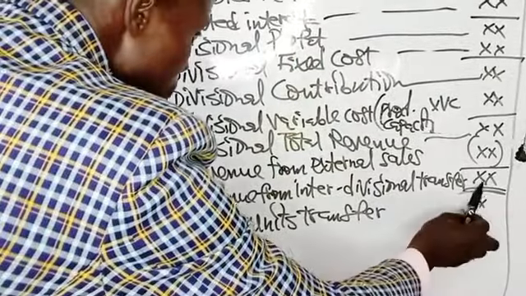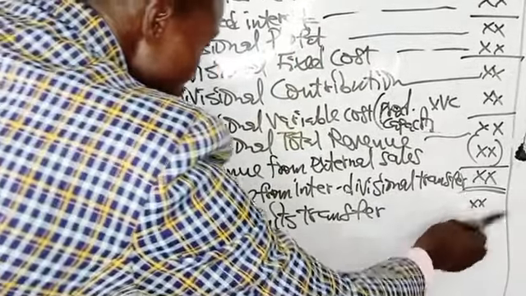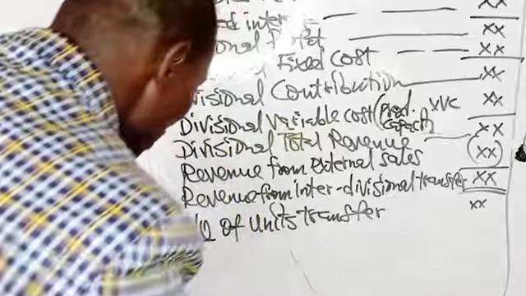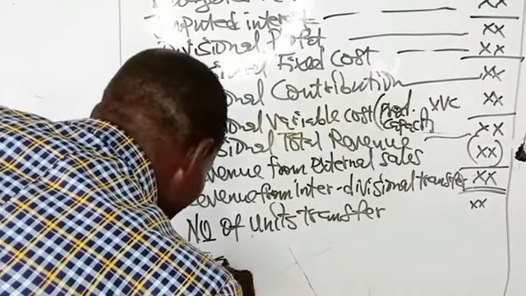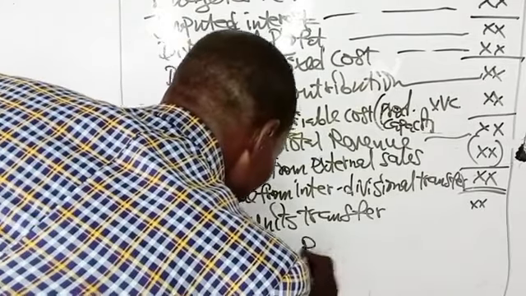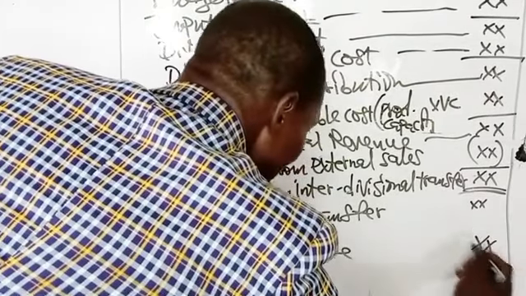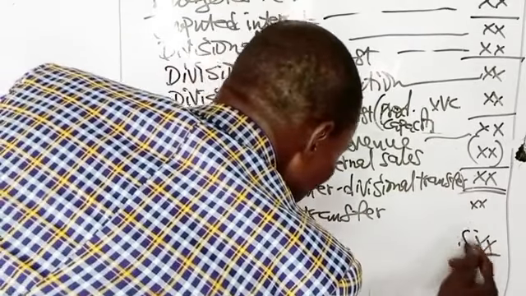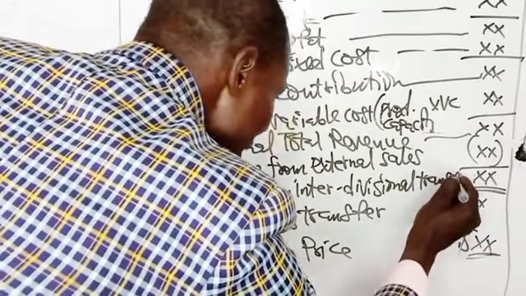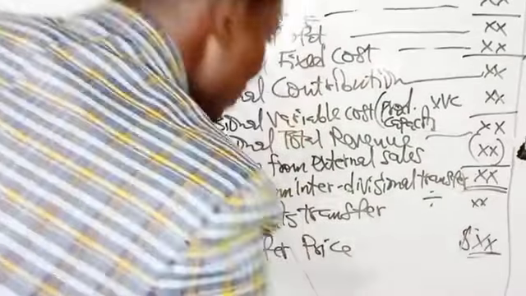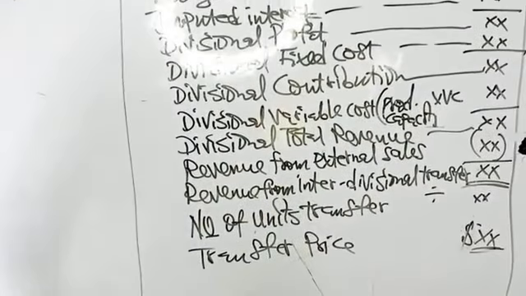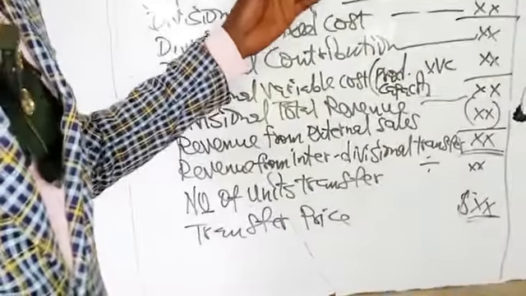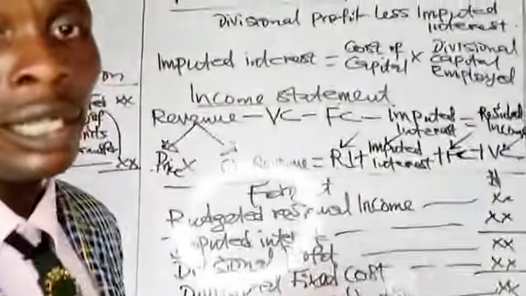So to get your transfer price, you now divide the revenue from interdivisional transfer by the number of units transferred. You get the transfer price, or it might be depending on the currency. So this divided by this will give you this. That is the transfer price. So this is the format for calculating the transfer price where you are given the targeted residual income.